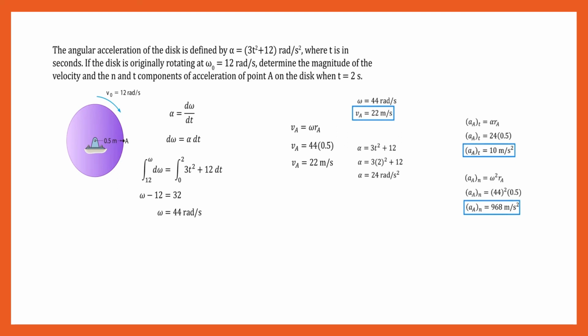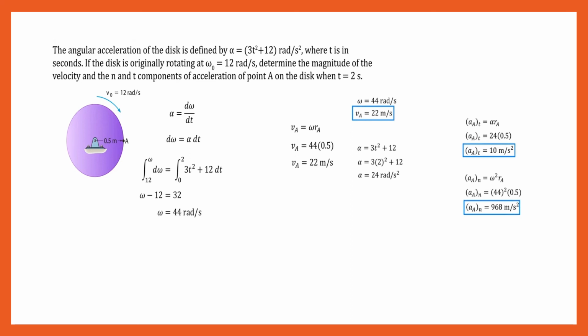So we move on to our example. In this example, we need to find the magnitude of velocity and the normal and tangential components of acceleration of point A. First, we will find the magnitude of velocity, and to do that we need to figure out the angular velocity. In this question we're given the angular velocity, so let's solve it.